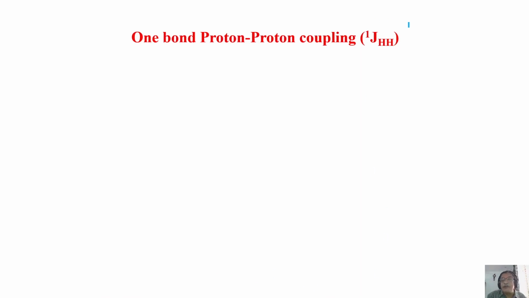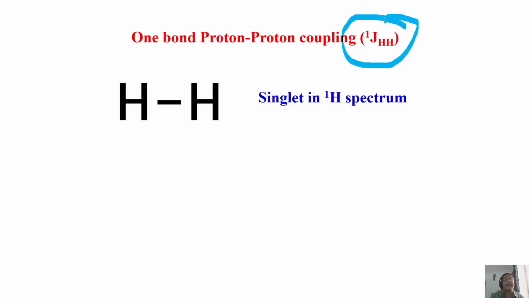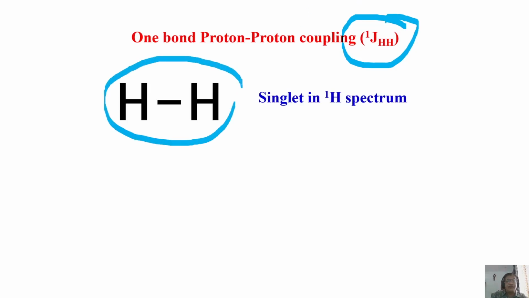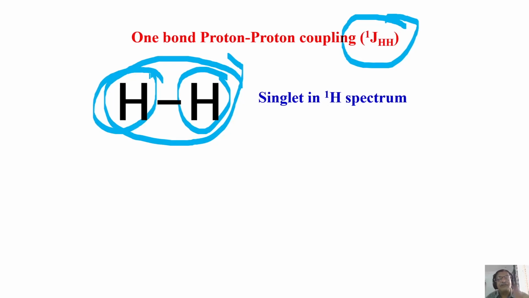Which is the one bond coupling between protons I can think of? Which molecule has only one bond coupling? This is nothing but the hydrogen molecule. In the hydrogen molecule, these two protons are equivalent. This and this are equivalent. When they are equivalent, it doesn't show the splitting at all. In the NMR spectrum, equivalent spins will not show the splitting pattern. That's what I've been telling you. So it will give rise to a single peak.